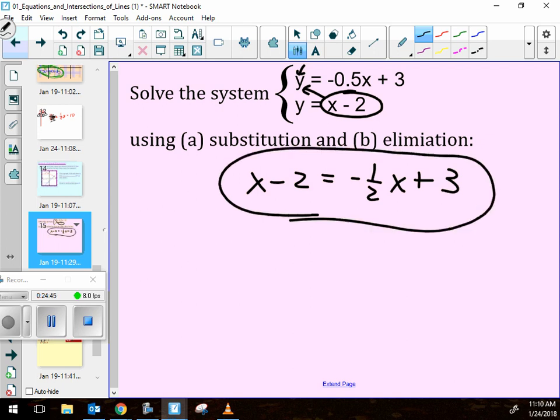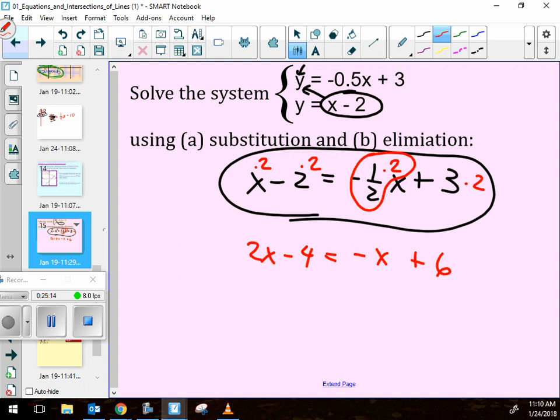You need to know how to solve that. I'm not going to review solving equations with you. Other than, if you weren't in my class first semester, you might not know this. How do you fix fractions? You times by the denominator. Times 2, times 2, times 2, and times 2. 2x minus 4 equals, that cancels, negative x plus 6. That's way easier to solve now because it doesn't have a fraction.